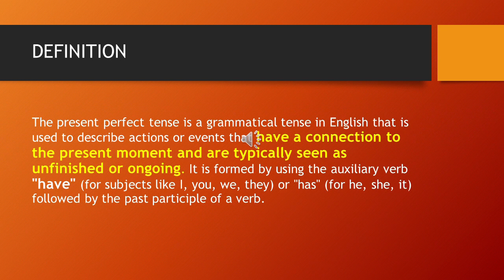The present perfect tense is a grammatical tense in English that is used to describe actions or events that have a connection to the present moment and are typically seen as unfinished or ongoing. It is formed by using the auxiliary verb have for subjects like I, you, we, they, or has for subjects like he, she, it, followed by the past participle of a verb. The past participle is the V3 form of a verb.